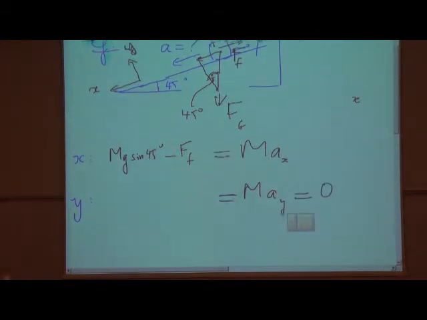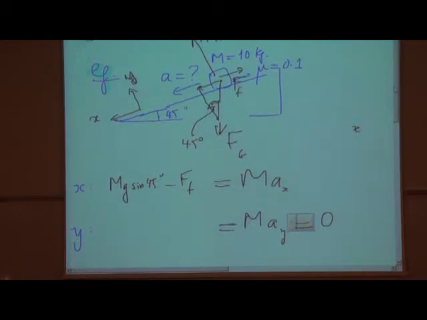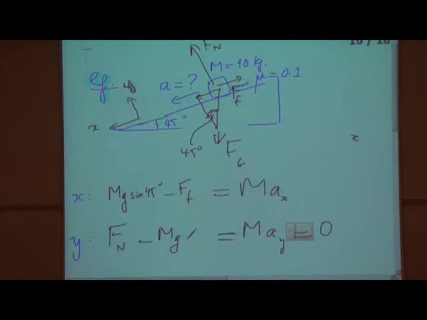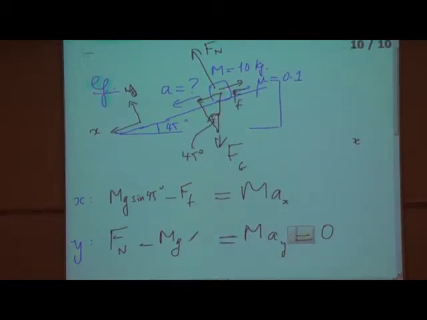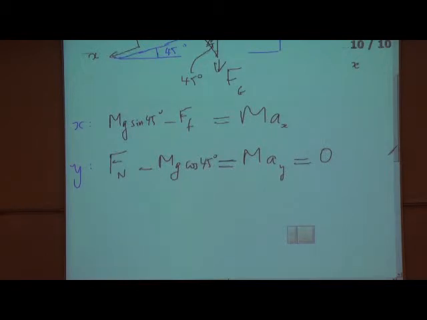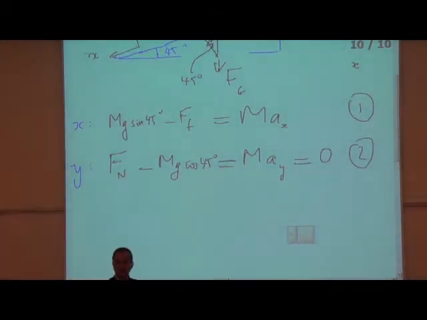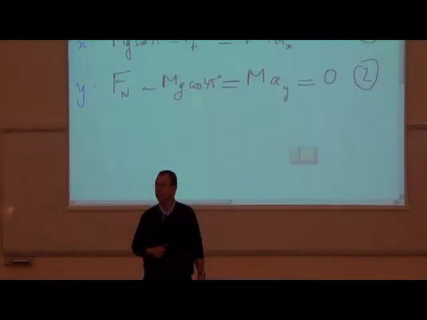Now, what are the forces in the y direction? The normal force is upward out of the surface, and gravity has a component which is this part of the force, which is mg cos 45, okay? All right? So I have two equations. This is my equation 1. This is my equation 2. Because I have motion in 2 dimensions. Okay? Clear?